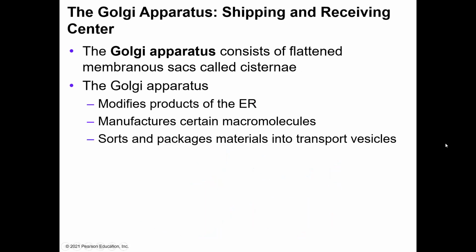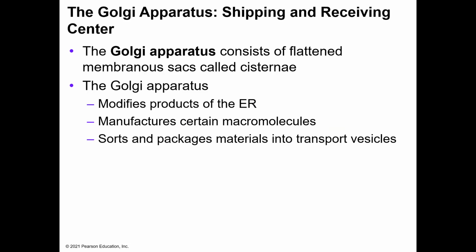And that takes us to the Golgi. The Golgi apparatus is the shipping and receiving center for your cells. The Golgi, I like to call it the flattened pancakes. It's flattened sacs, which we call cisternae.